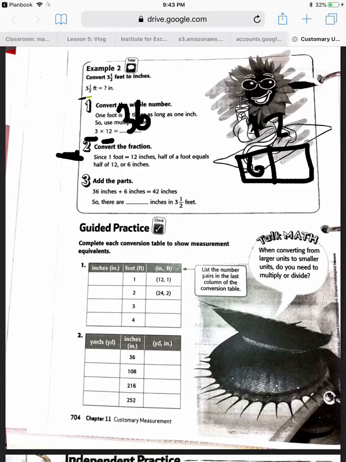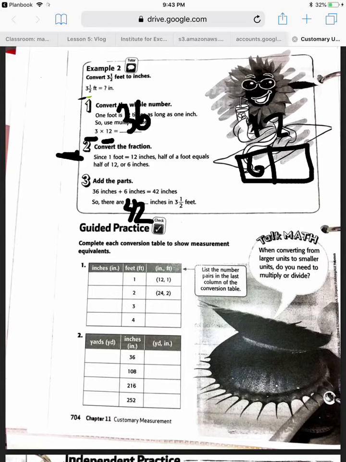So the only way to figure out what the total is altogether, you need to add, and if we get 36 plus 6, we end up with 42. So there are 42 inches in 3.5 feet.